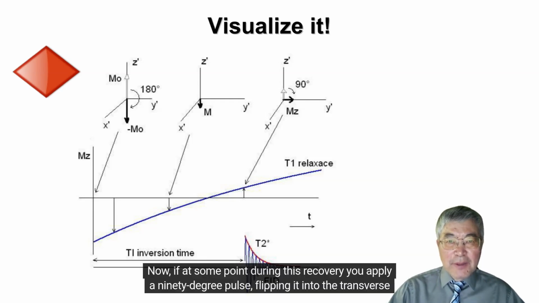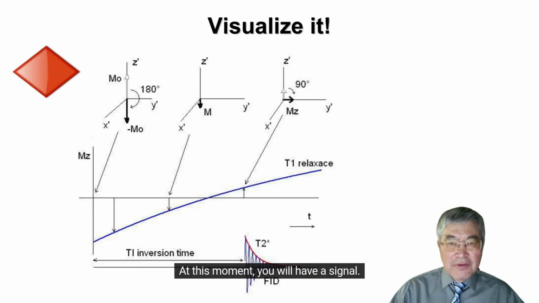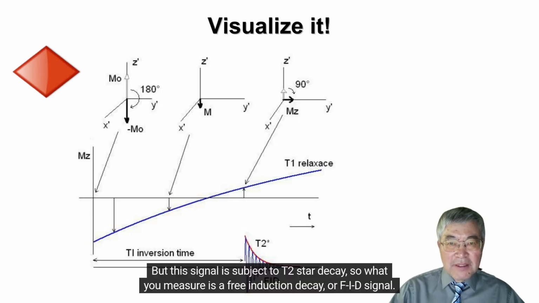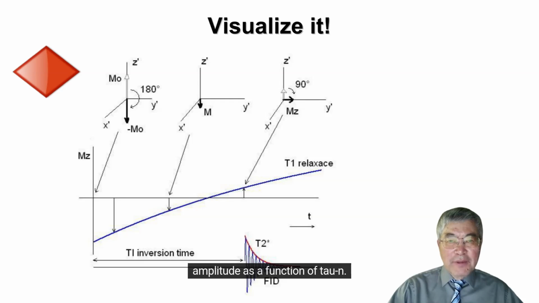Now, if at some point during this recovery, you apply a 90-degree pulse, flipping it into the transverse plane along the y-axis, you create a transverse component and that can be measured. At this moment, you will have a signal. But this signal is subject to T2 star decay, so what you measure is a free induction decay, or FID, signal. By repeating this process with different delay times, different values of tau, you can measure the signal amplitude as a function of tau n. Then you can plot this relationship.